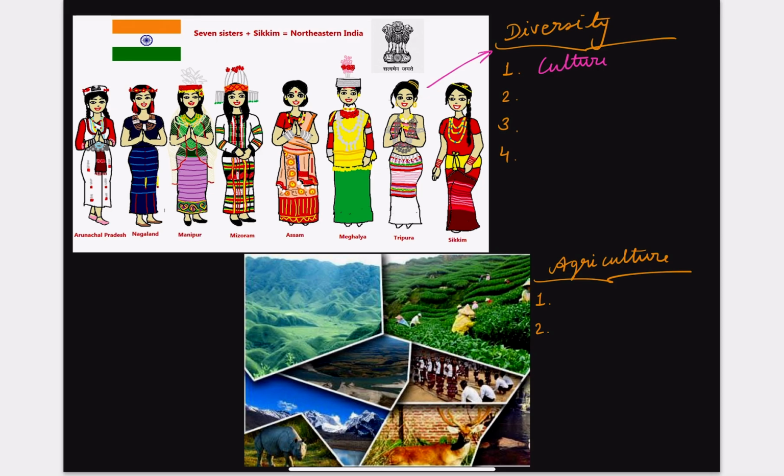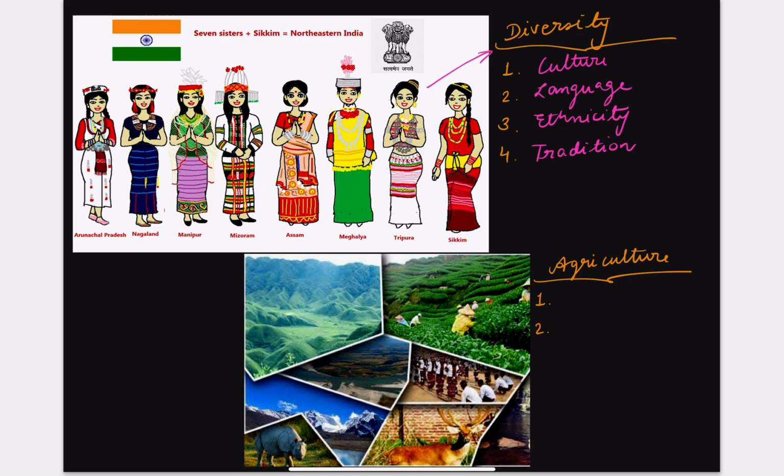Now, diversity of language. They speak different languages. Diversity of what? Ethnicity. They belong to different ethnic groups. So they have different culture, different language, so their traditions are also different. So diversity of tradition. So there is a huge diversity. Okay, so society is very much diverse.